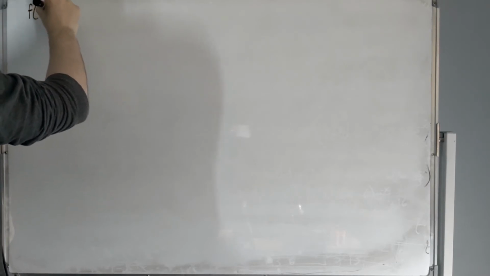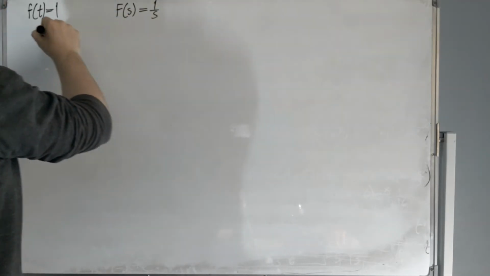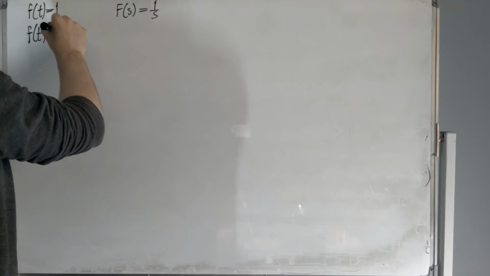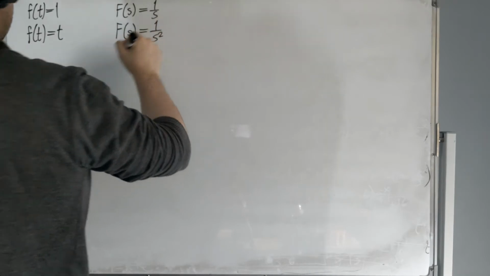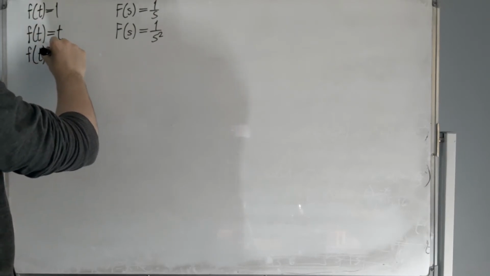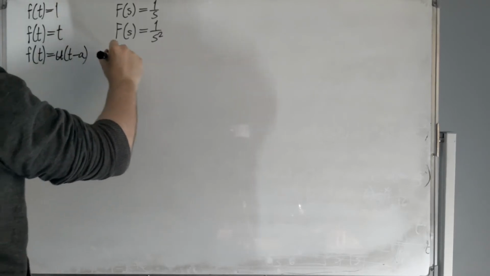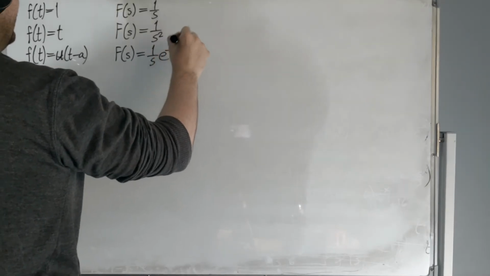But in any case, you can summarize a bunch of different Laplace transforms in that table. First of all, we notice that f of t equals 1 has the Laplace transform f of s equals 1 over s. We notice that f of t equals t has the Laplace transform f of s equals 1 over s squared. As it turns out, we also notice that f of t equals u of t minus a has the Laplace transform f of s equals 1 over s e to the negative as.